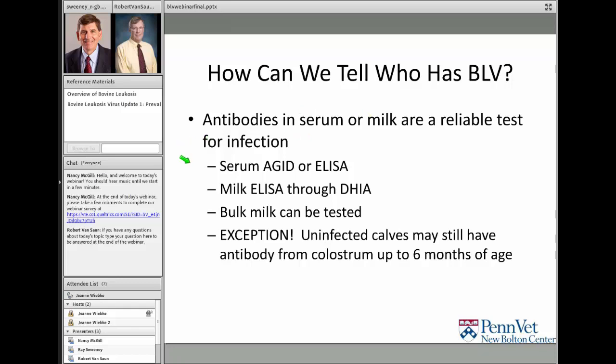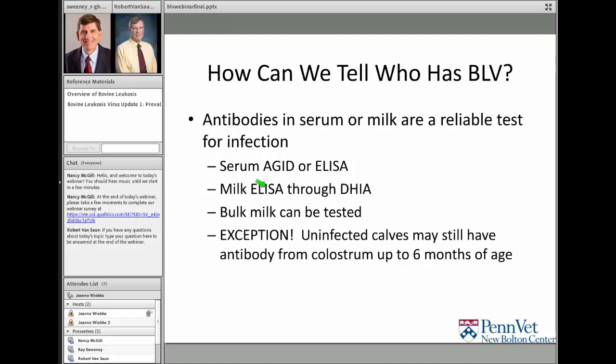So there are a number of very simple, reasonably inexpensive tests that can be used to identify infected cows. And these include serum tests to look for antibodies, which would either be, and ELISA now is the most common, but you may also hear about an AGID. These are just two different methods of looking for antibodies. Now also we know that we can find the antibodies in the milk and that the milk test and the serum test have pretty similar accuracy.